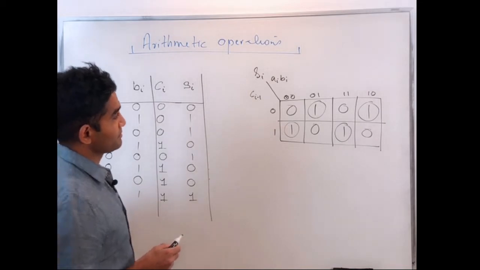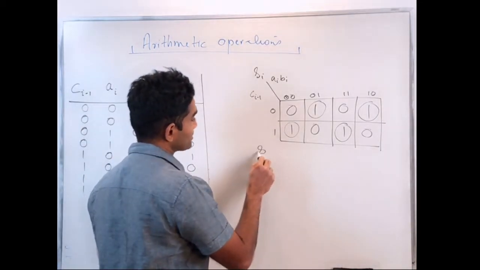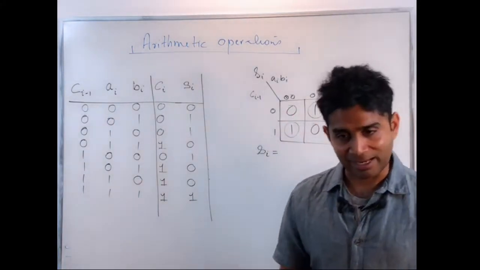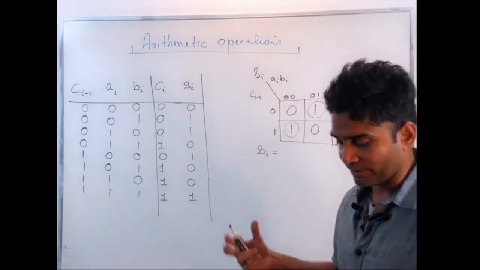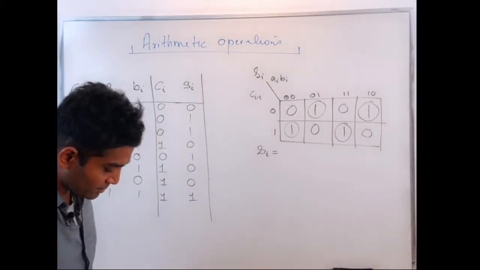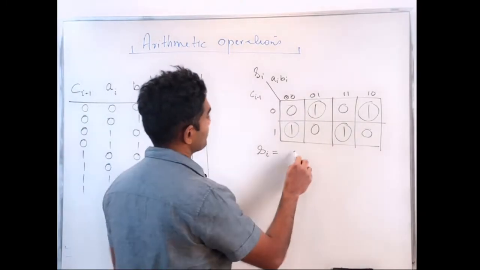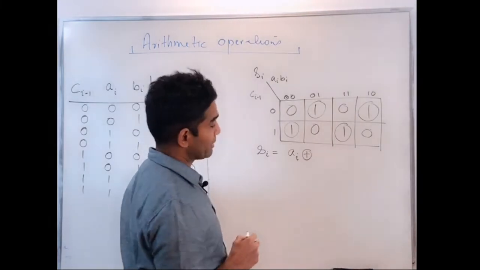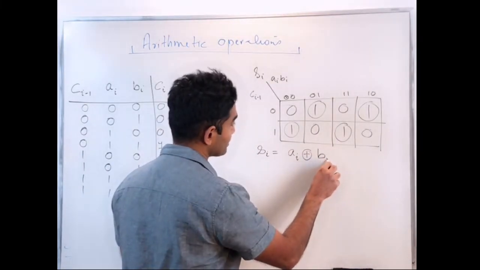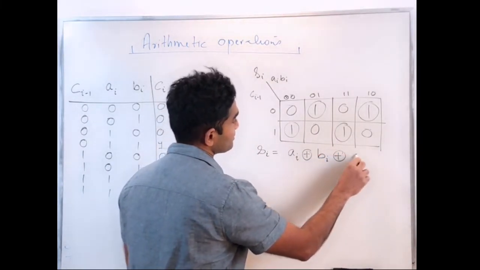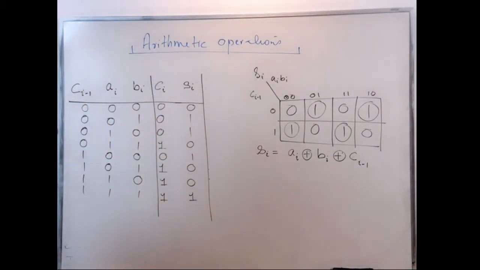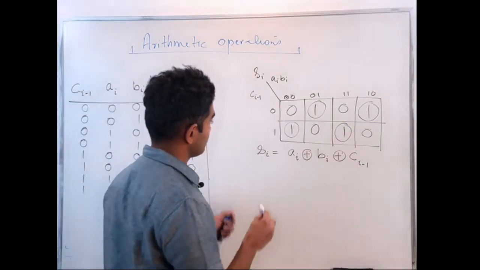And what is my Si then? Again, I'm not going to do the entire simplification here. We know how we did it in the last class when we had a truth table and a K-map like that. So my Si in this case would be Ai exclusive OR Bi, exclusive OR Ci minus 1. So that's my Si. That's my sum.